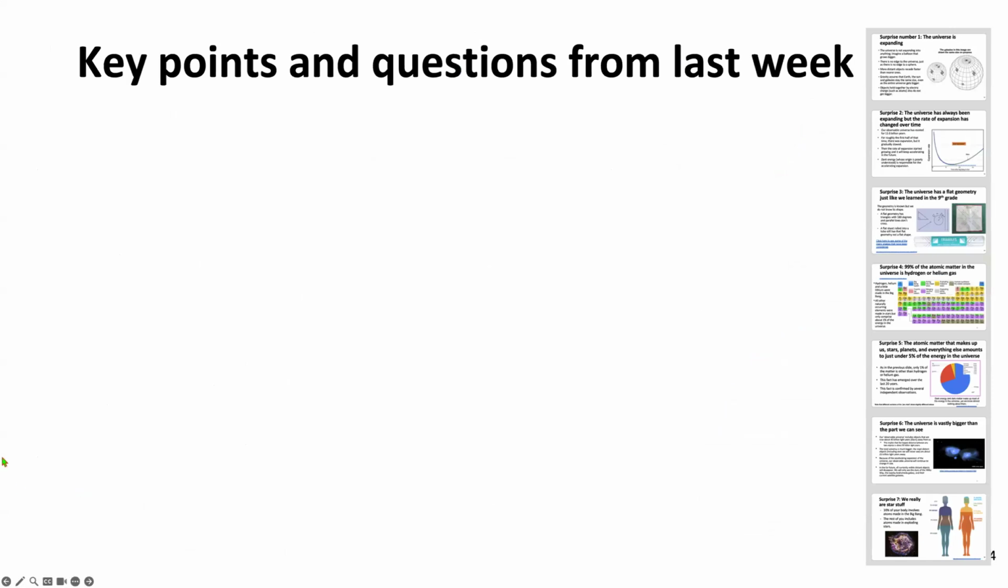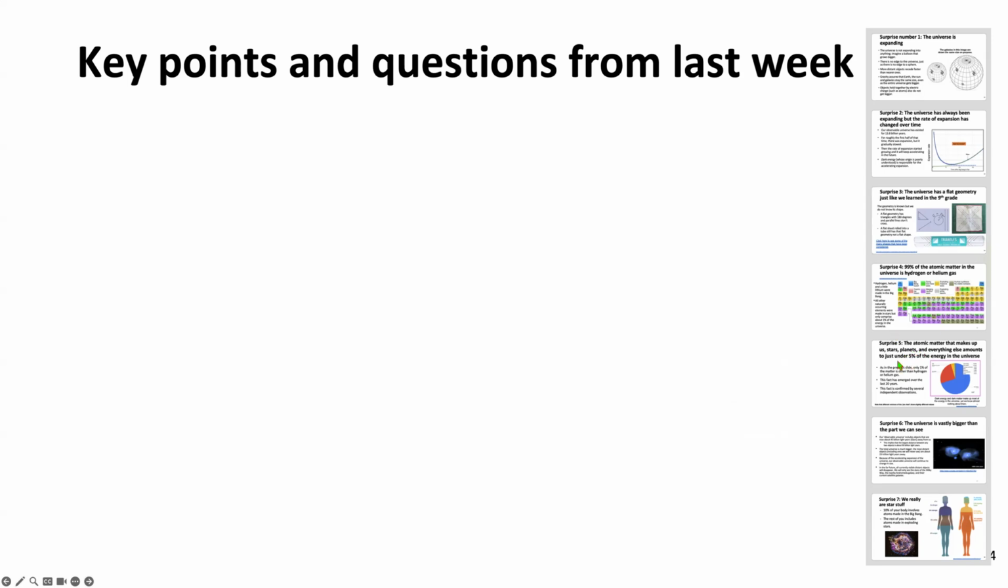Well, let's move on to this week, the early universe. And here are the key things we got from last week. We have these issues related to the expansion of the universe and the accelerating expansion, the fact that the universe has a flat geometry, that virtually all the atomic matter in the universe was made in the Big Bang, that's hydrogen and helium. The rest of it was made in stars.